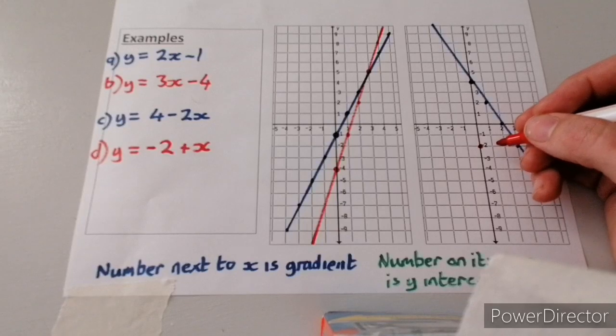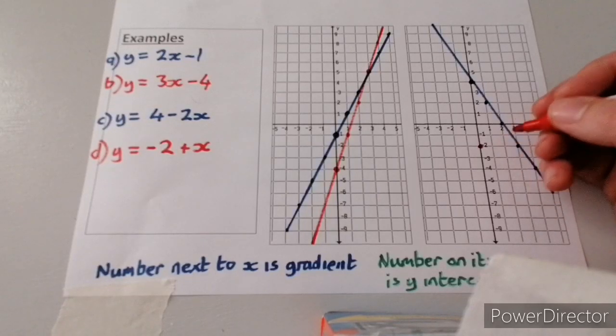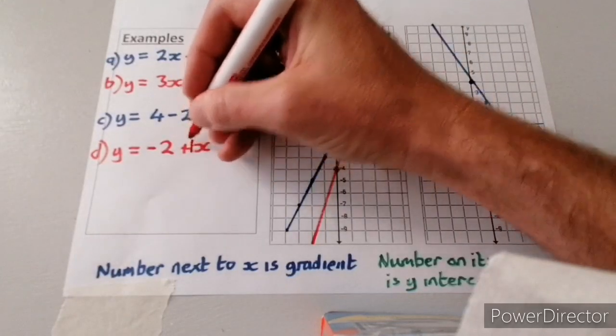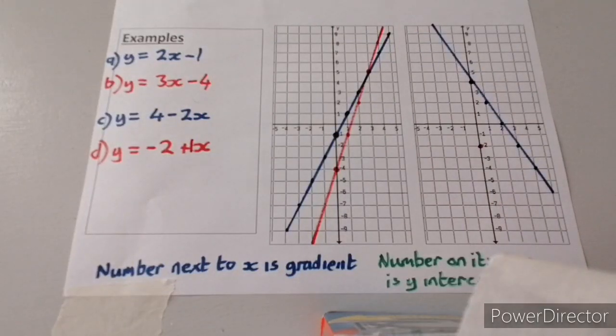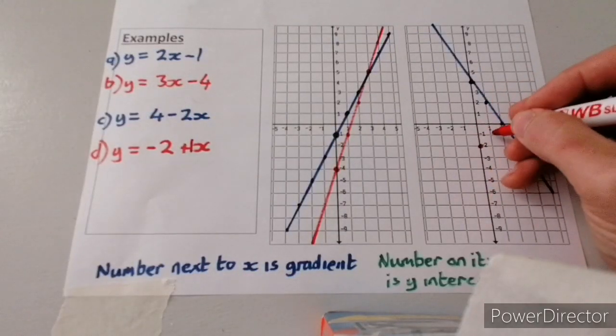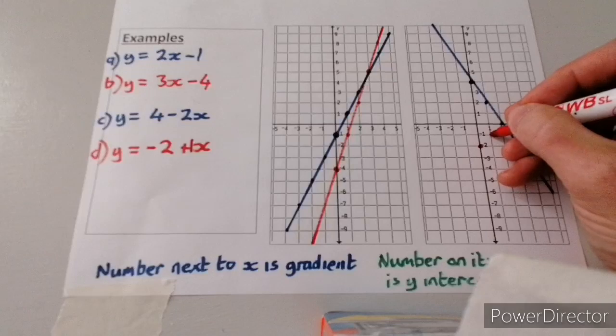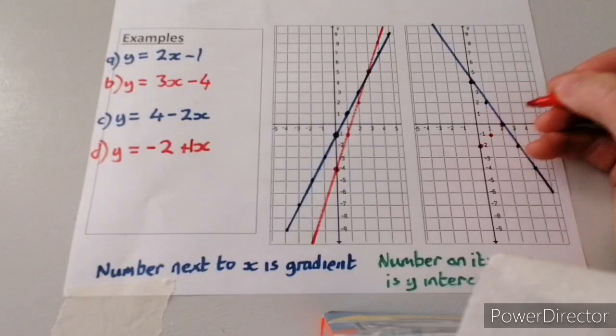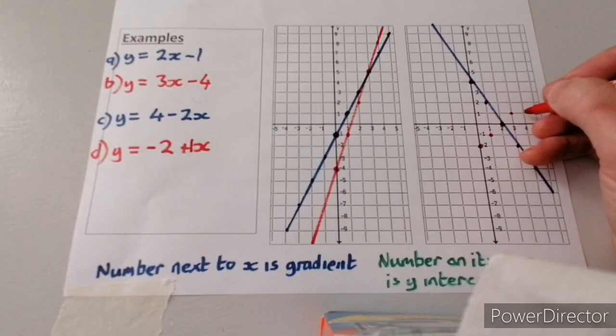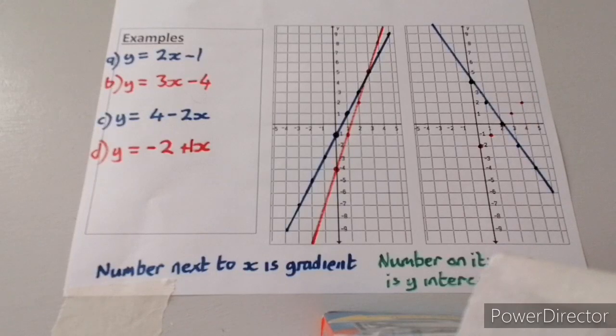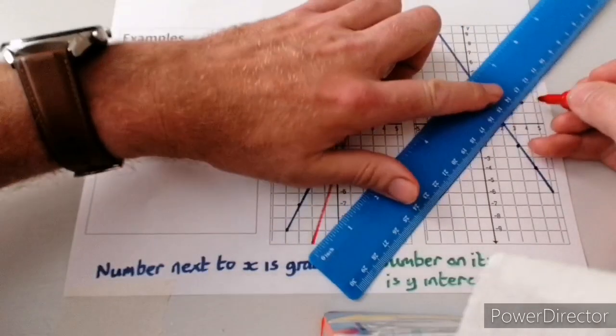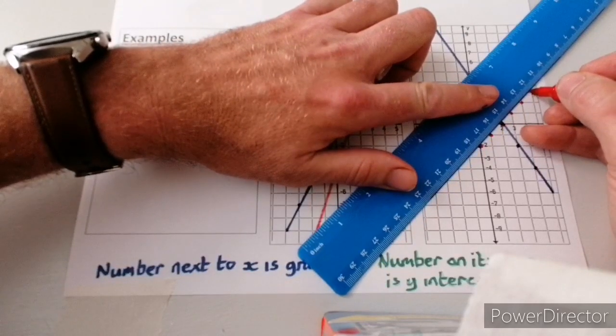And then it's plus x. Now, plus x could also be written as plus 1x, because we don't write the 1. So that just means every time I go across 1, it's going to go up 1. So across 1, up 1, across 1, up 1, and so on. Got my 5 dots. And away we go. We can draw our final equation of a line.